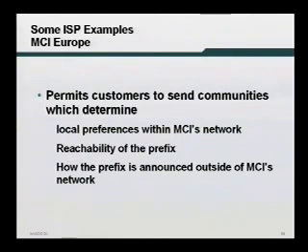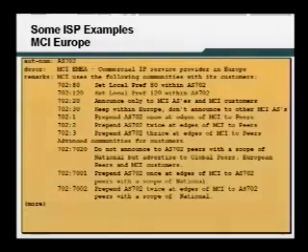MCI in Europe, they've got another one. That permits customers to send communities which determine local preference within MCI's network, or the reachability of the prefix, or how the prefix is announced outside of MCI's network. And I've taken this one from the RIPE routing registry. So you do a whois on whois.ripe.net on AS702, and you find this buried away down at the bottom of the AS object. Okay, so we've got 702:80.